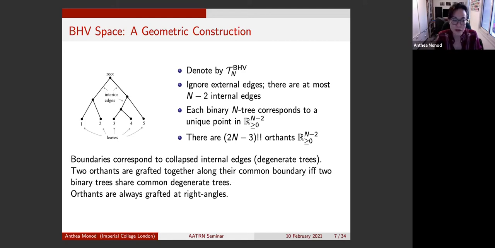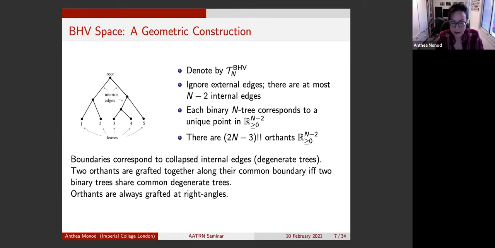BHV space ignores external edges of trees. So it defines a tree as a single point by looking only at its internal edges. For a binary tree with n leaves, there are at most n minus 2 internal edges. So every tree is represented by a vector of dimension n minus 2, and each entry in this vector corresponds to the length of an internal edge. Given that there are (2n minus 3) double factorial different tree types, you assign an orthant to each tree type. So the BHV space is basically (2n minus 3) double factorial orthants of dimension n minus 2.